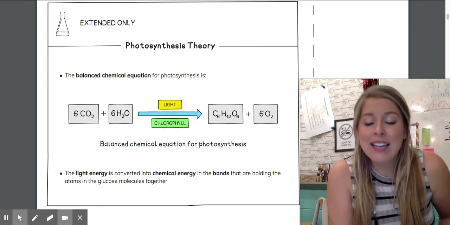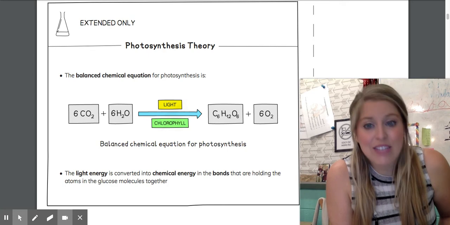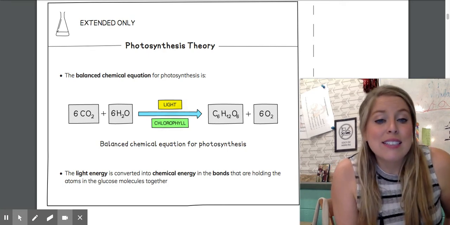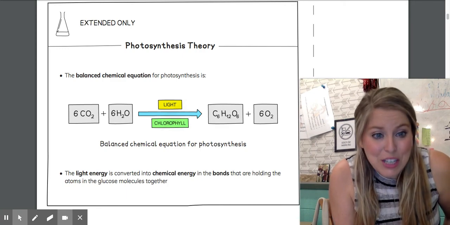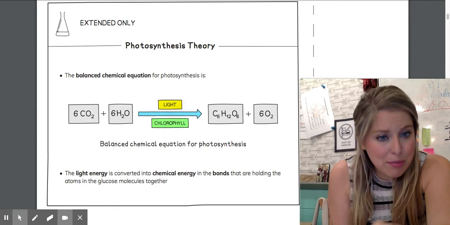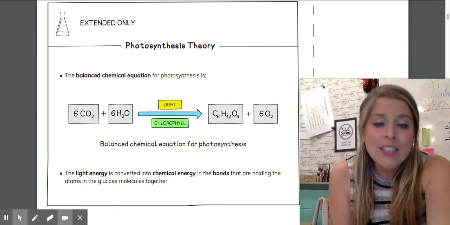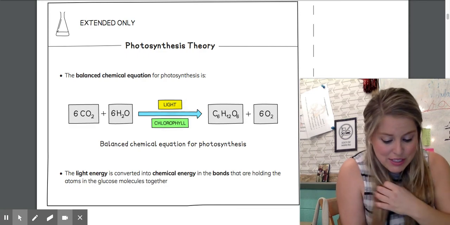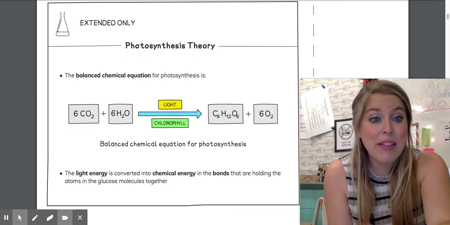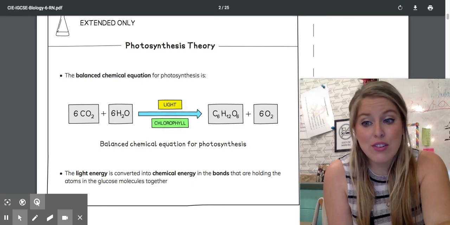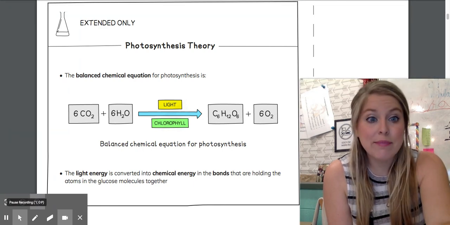Don't be embarrassed. 6 CO2 plus 6 H2O in the presence of light and chlorophyll yields C6H12O6 plus 6 O2. So that is your carbon dioxide plus water in the presence of light and chlorophyll yield glucose plus oxygen. All right, so that's where we're going to end for today. We'll pick it back up when we start talking about the leaf structure and how this process is designed to occur effectively because of leaf structure.